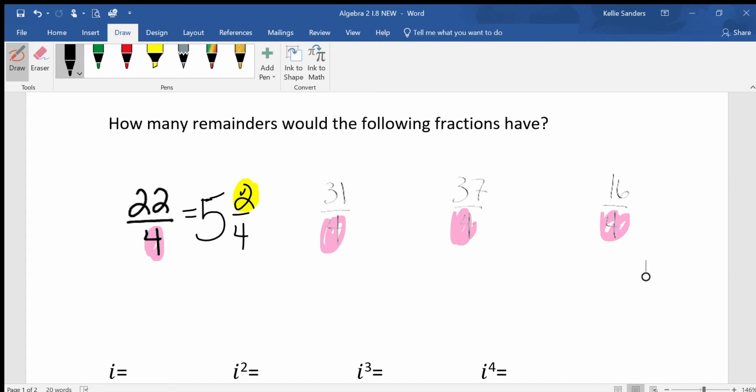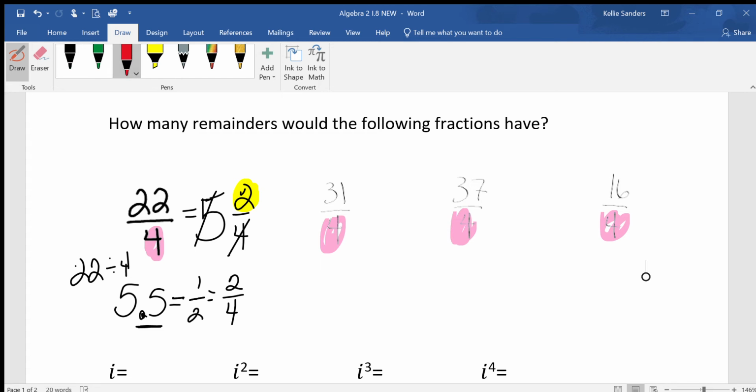So pretty much what I'm saying is I don't really care about the 5 and I don't care about the 4. All I really wanted to know was the 2. Now also, if you put 22 divided by 4 in the calculator, you would receive 5.5. Well, 0.5 is a half, and a half, when we are dealing with fourths, is 2 over 4. 2 over 4 is the same as 1 over 2, and 1 over 2 is the same as 0.5. Again, there's a reason why I'm saying that, but I'm not going to get to it right now. All right, let's go to the next one.